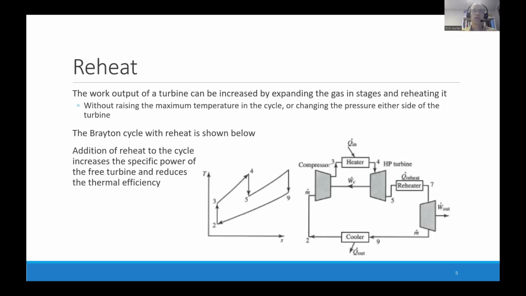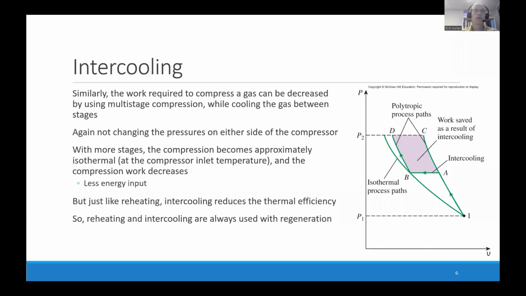This addition increases the power output of the cycle, but it also reduces the thermal efficiency due to more energy being put in. The third variant to be examined is the addition of intercooling to the basic Brayton cycle. The motivation behind this variant is the fact that the work required by the compressor can be decreased by using multi-stage compression, where the gases are cooled between stages, basically the exact opposite of the reheating variant. This again does not change the pressures on either side of the compressor. As the number of stages increases, the compression becomes more and more isothermal, which decreases the work required to compress the gas. Similar to reheating, this has advantages in terms of the energy balance, but actually reduces the thermal efficiency. To make the situation better, reheating and intercooling are always used in conjunction with regeneration.